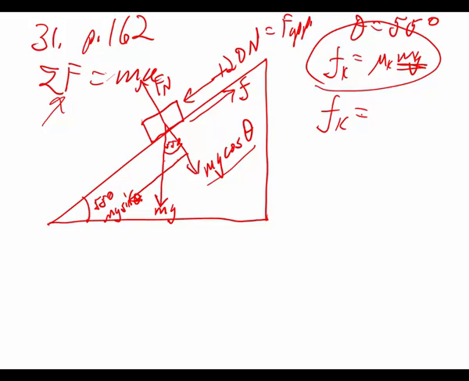Mu what? S. Or S. And it's moving, so it'd be kinetic. Yeah, that's okay. And it's going to be what? Not mg, but mg what? Very good. Mg cosine theta. You with me?